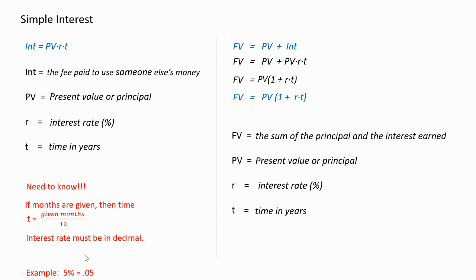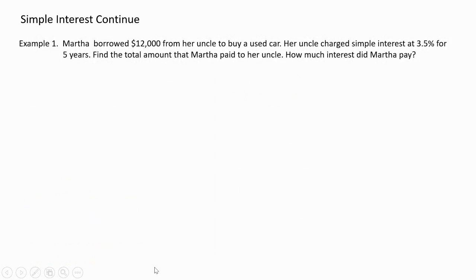Let me show you an example. 5% is equal to 0.05, because the formula will not take the 5%. You have to convert it to a decimal. Okay, so let's do an example. Example 1. Martha borrowed $12,000 from her uncle to buy a used car. Her uncle charged simple interest at 3.5% for 5 years. Find the total amount that Martha paid to her uncle, and how much interest did Martha pay?